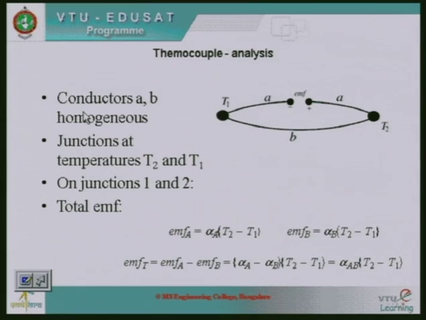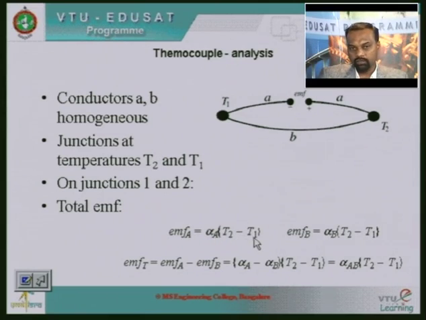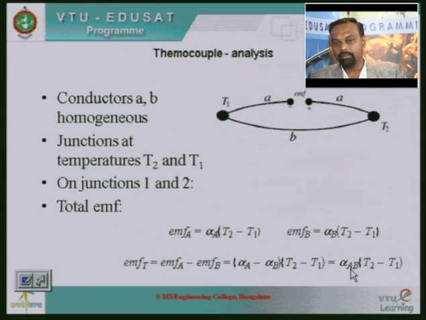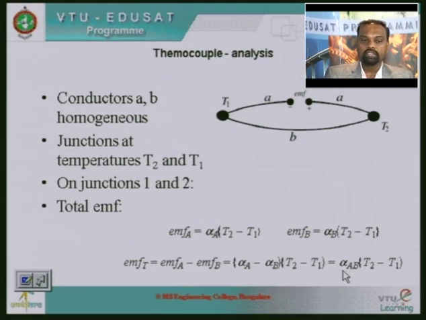There are conductors A and B which are homogeneous, and there are two junctions, T2 and T1. On junctions 1 and 2, the total EMF is, for example, EMF A equals alpha A into (T2 minus T1), and EMF B, the EMF available across this, is EMF B equals alpha B into (T2 minus T1). If I take the EMF at this point, it will be EMF A minus EMF B, which equals (alpha A minus alpha B) into (T2 minus T1), which is alpha AB into (T2 minus T1). So this is the amount of EMF observed at this point because of the change in temperature, and that is the basic principle of a thermocouple.